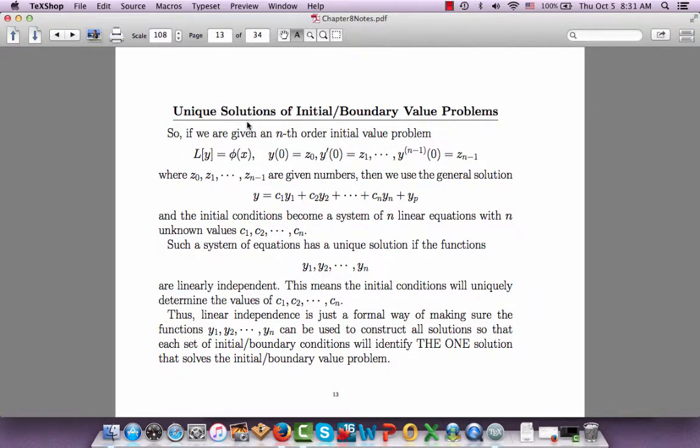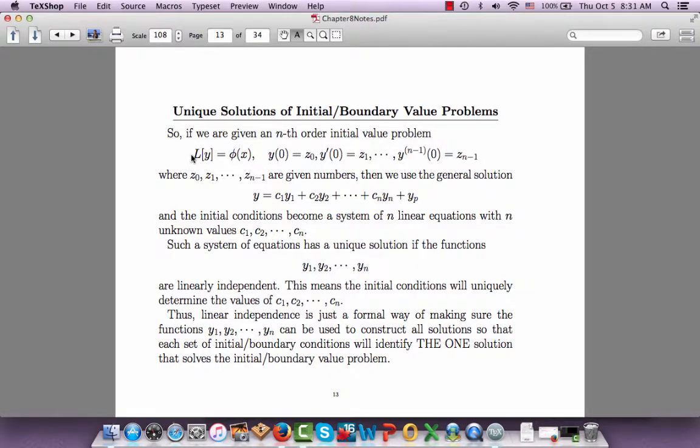So this is what we talk about, the uniqueness of initial and boundary value problems. When we did first order equations, there was only one constant. We only needed one condition to determine what that constant was. Now if we want to do a second order problem, we need two conditions. Third, we need three, and so on. We'll see this a little bit more with some examples why that is, but that is the case.